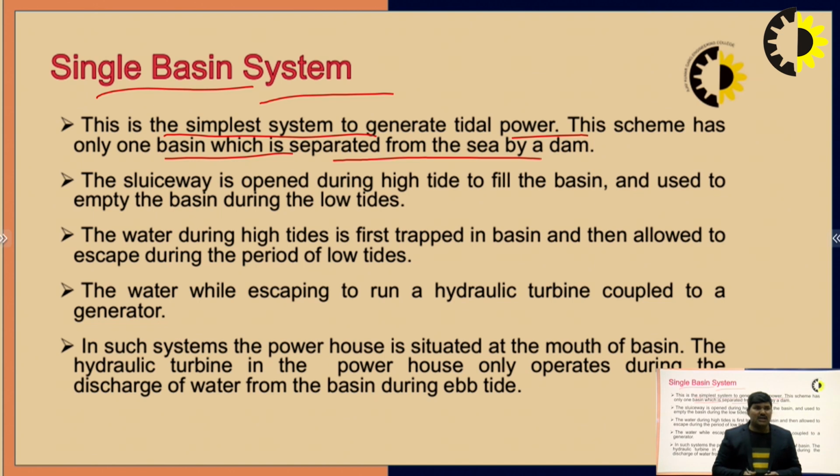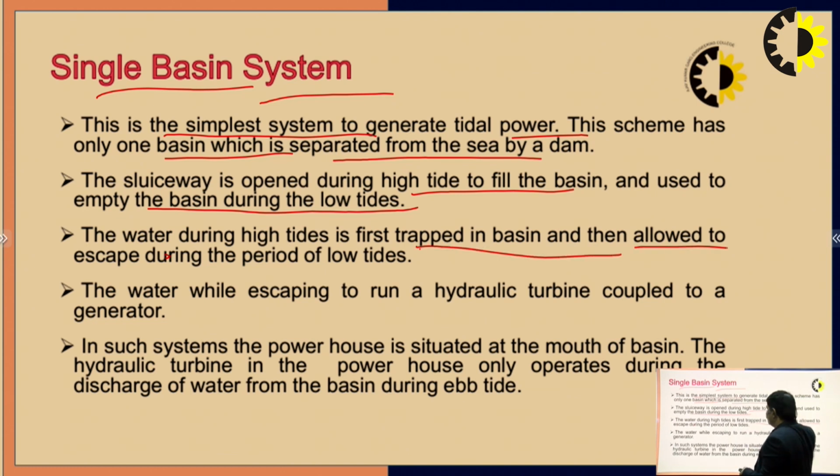The sluice gate is open during the high tide to fill the basin, and used to empty the basin during the low tide. We can see the basin here: with the sluice gate fully open at high tide, the whole basin is filled with water, and when the low tide comes, the water escapes from the other side. So the water during high tide is first trapped in the basin and then allowed to escape during the period of low tides.